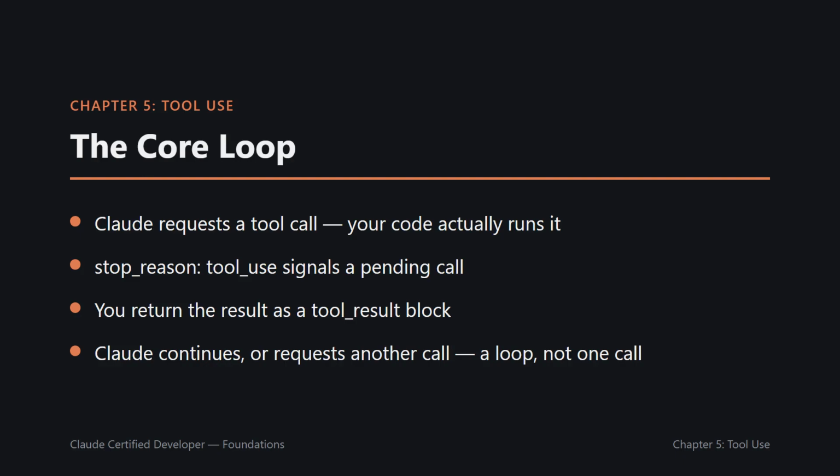Tool use, sometimes called function calling, lets Claude request that your code run a specific function, looking up an order, querying a database, calling another API, and use the result to continue answering. This is the mechanism behind almost every agentic behavior discussed in the rest of this book.